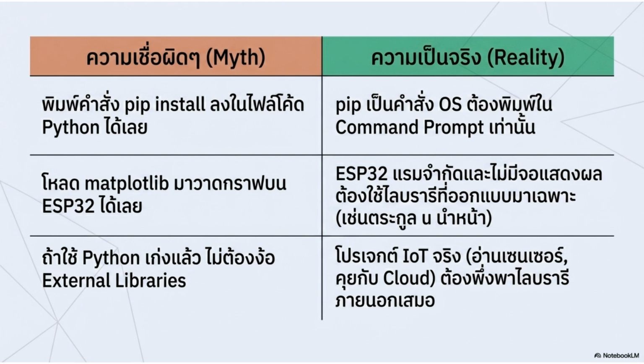Let's clarify some common misconceptions. Reality is, pip install is an OS command. Also, the resource-limited ESP32 cannot handle libraries like Matplotlib and requires specialized alternatives. Finally, real-world IoT projects always depend on external libraries.